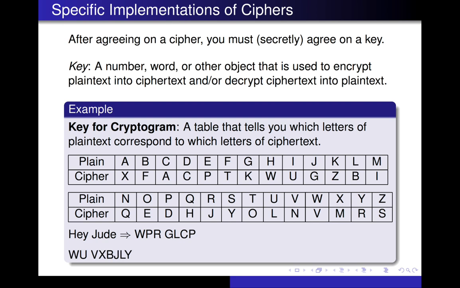Now, if somebody sent you some ciphertext, WUVXBJLY, you would do the opposite process. So those are ciphertext. So you look on the bottom row of each of those tables. So if you look for the W, that's a little bit harder to find because they're not in alphabetical order. But once you found the W, right above it is an H.